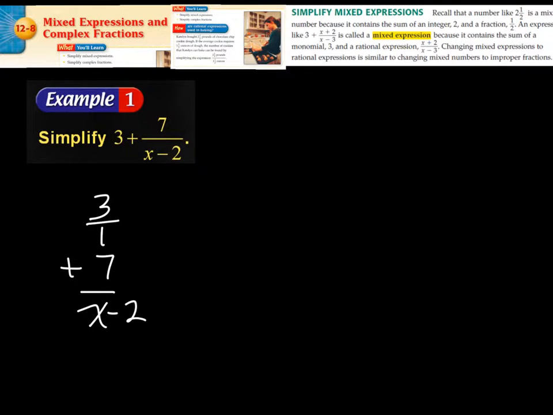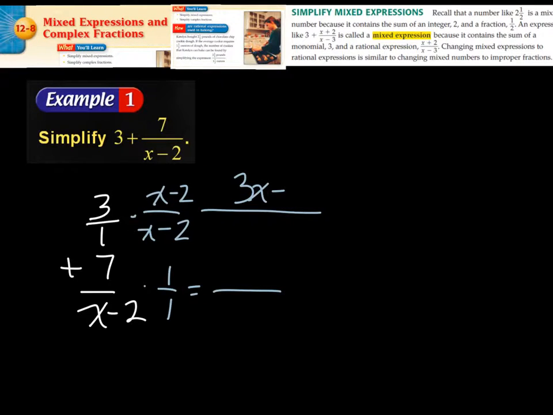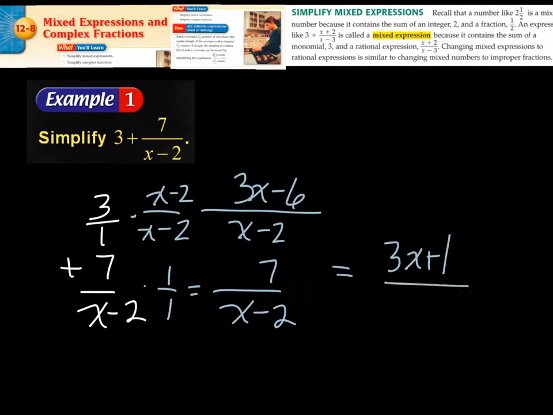Once again, to add fractions, we need a common denominator, which is going to be x minus 2. And if it makes you happy, you can put times 1 over 1 here, but it doesn't need anything. So when we distribute, we're going to have 3x minus 6 over x minus 2 and 7 over x minus 2. Now we can add our numerators, so we get 3x plus 1 over x minus 2. I kind of feel like this is a review of what we've already done.